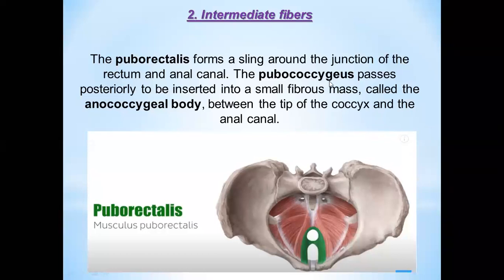And the pubococcygeus passes posteriorly to be inserted into a small fibrous mass, which is called the anococcygeal body, which is lying in between the tip of the coccyx and the anal canal. So you can see here that this anococcygeal body is an area between the tip of the coccyx bone and the anal canal. And this puborectalis muscle, the green muscle that you can see here, is forming a sling in between the rectum and the anal canal.